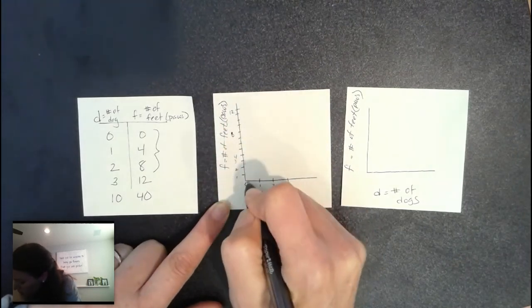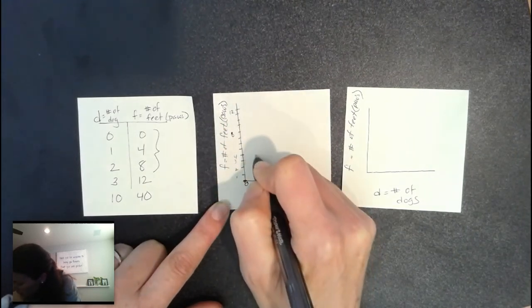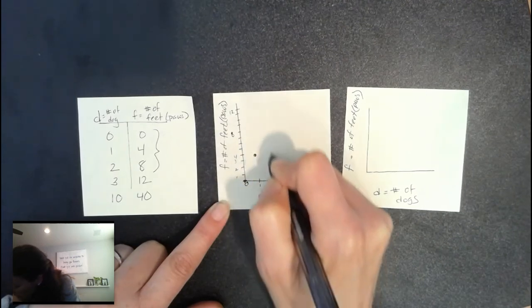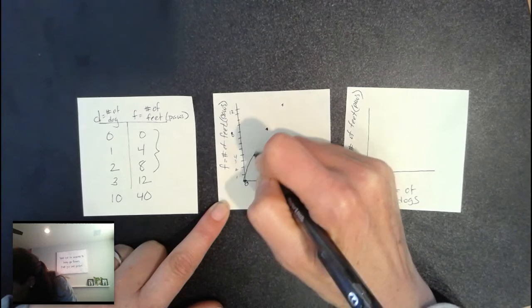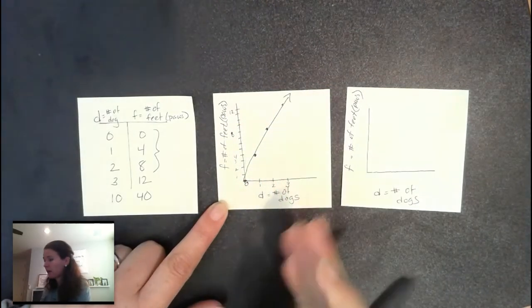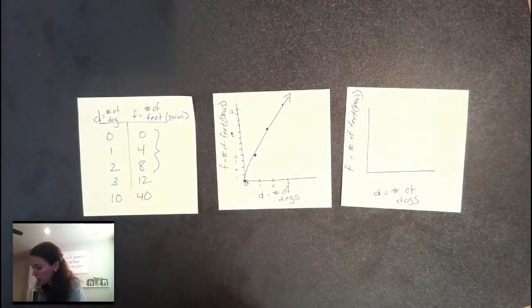And so 0 dogs is 0 feet. 1 dog is 4 paws. 2 dogs is 8 paws. And 3 dogs is 12 paws. So here would be one example of a graph. I'd take a photo of that and insert it in.